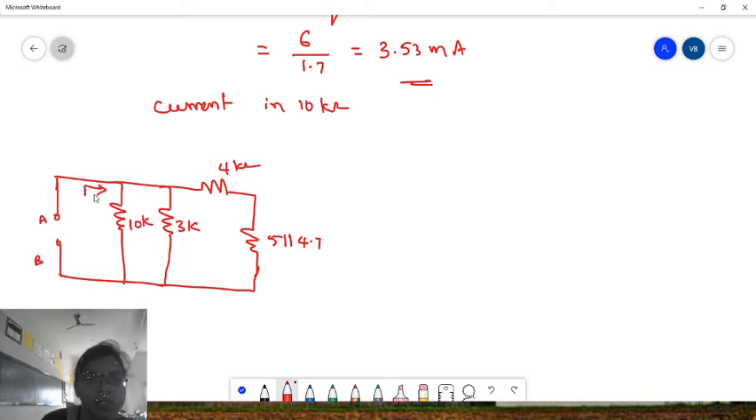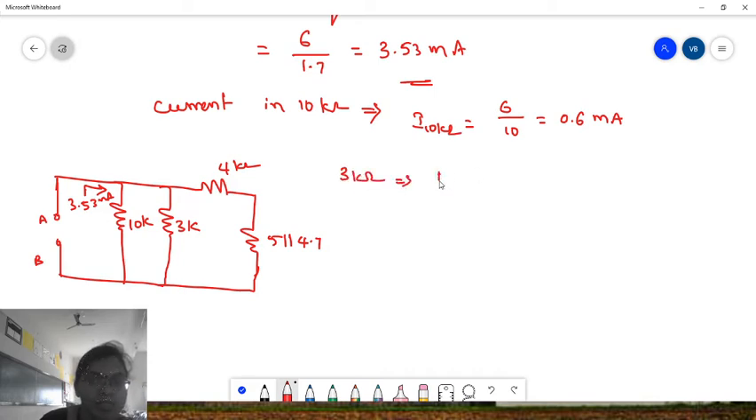So what is the total current you got? That is 3.53 milliamps. So what is the current across the 10 kilo ohm resistor? That is the voltage, whatever the total voltage, by the resistance, that is 10 kilo ohms. So you got 0.6 milliamps. In the same way you calculate the current across the 3 kilo ohm resistor.